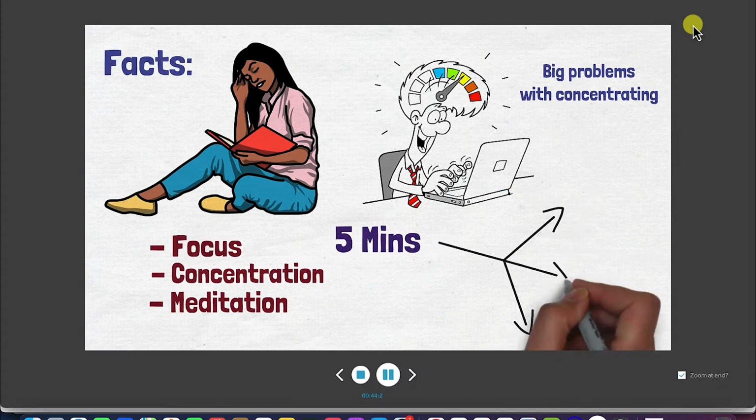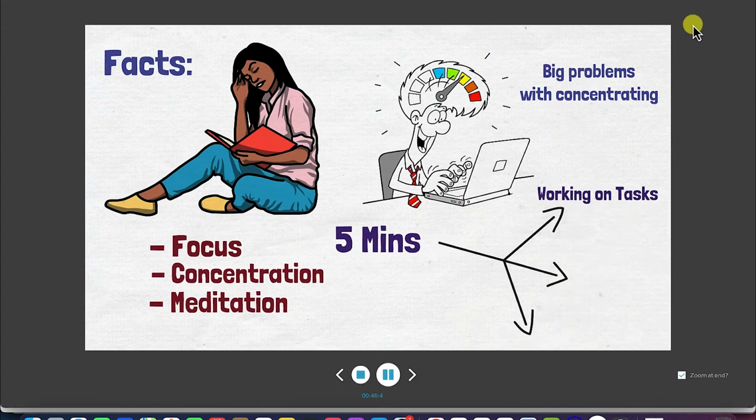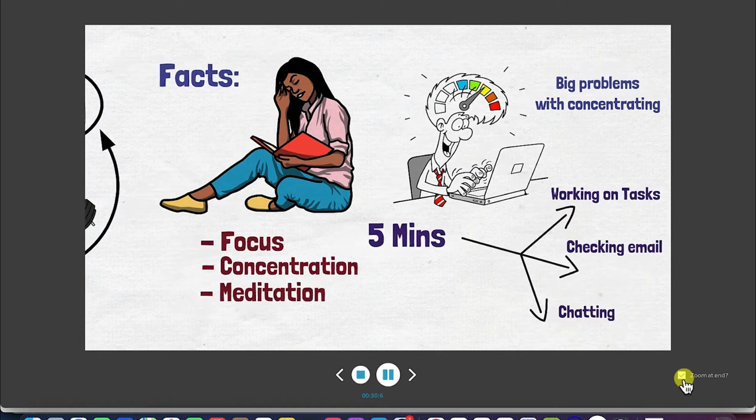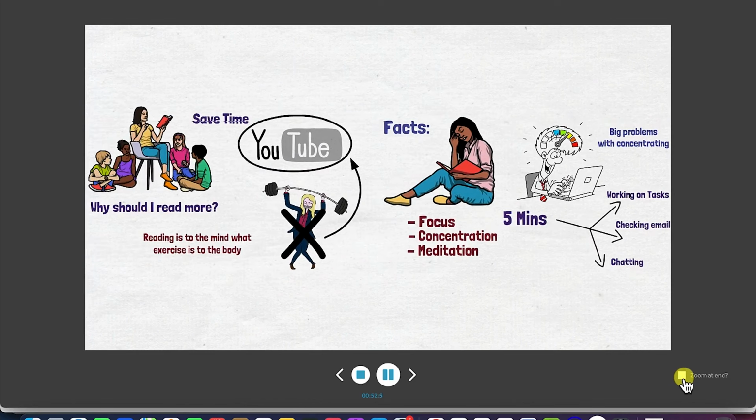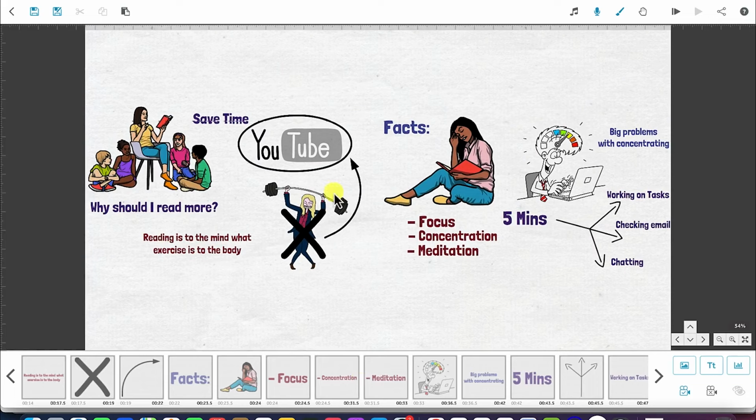The average person will divide their time between working on a task and checking emails. You can see it over here. So we'll remove it. Okay, so we'll remove zoom at end. So we'll close. So this is basically how to do it, how to create the message.